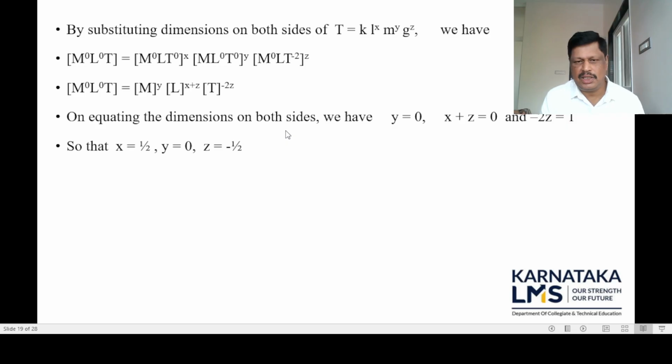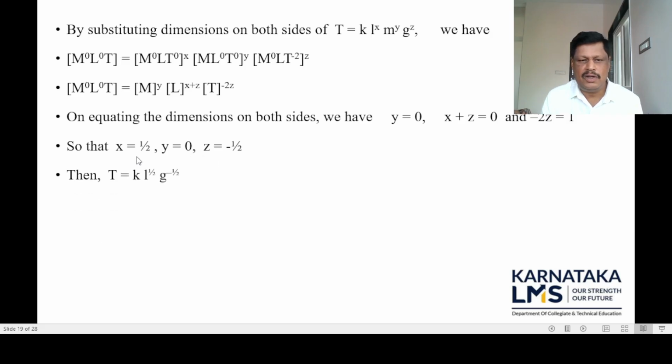Equating the dimensions on both sides, we have M to the power of y, M to the power of 0, so y is equal to 0. L to the power of x plus z, L to the power of 0, so x plus z is equal to 0. Similarly, T to the power of 1 is there, so minus 2z is equal to 1, so z is equal to minus half. Substitute the value of z equal to minus half in this equation: x minus half is equal to 0, so x is equal to half. So we get x is equal to half, y is equal to 0, and z is equal to minus half.